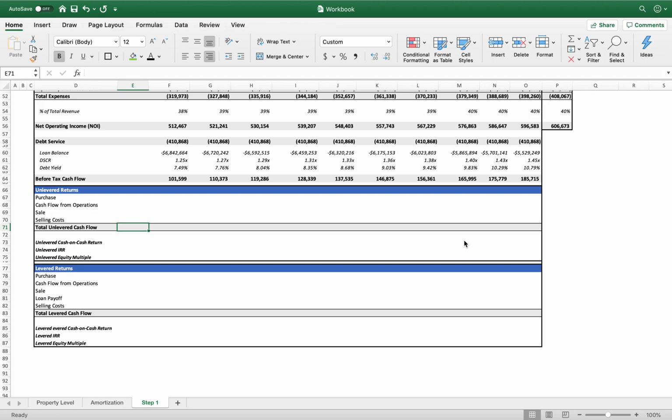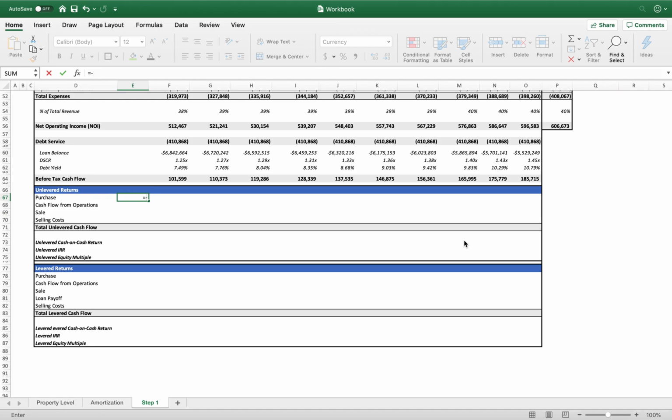In this video, I'm going to walk you through how to calculate unlevered returns as well as levered returns on a deal. So I'm going to do less talking on this one and just explain to you the logic behind some of this stuff.